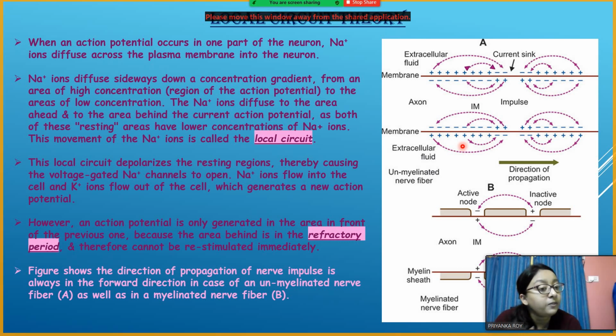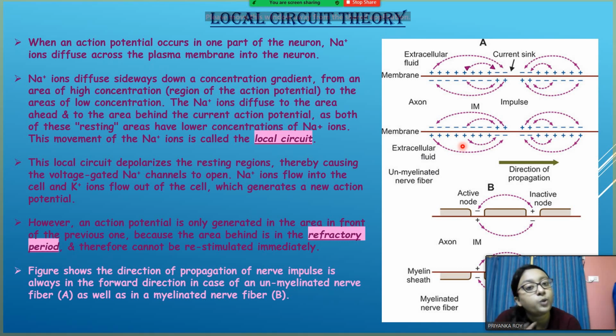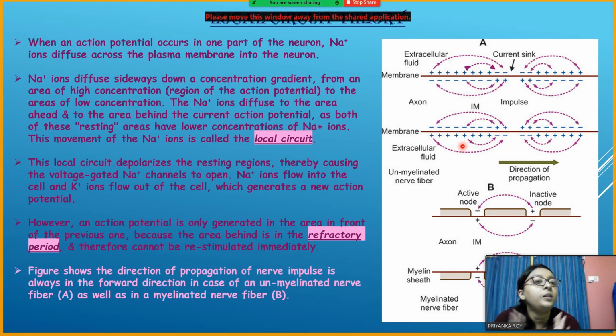So even if the spike of the action potential is over, there will be a phase when it will go into hyperpolarization and then it will come back to the resting membrane potential. So this time period which it takes to restore its normal resting membrane potential, this time period is known as the refractory period. Okay, so in this refractory period, another action potential cannot be generated in the same location. Therefore, this was the area behind the current action potential.